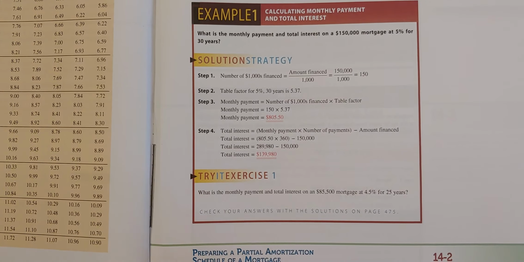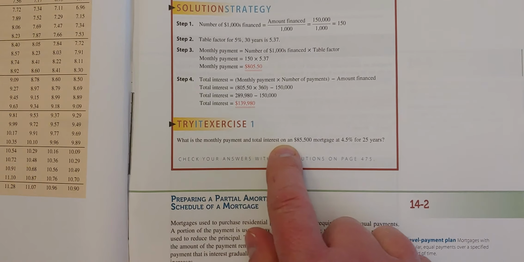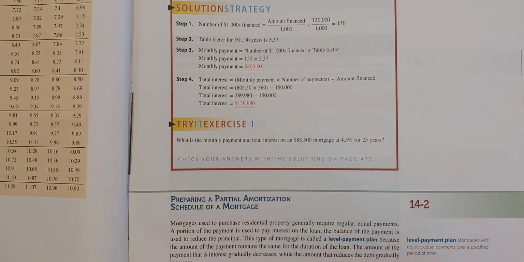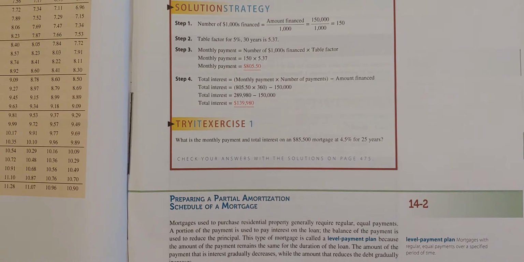All right? So I would like you to practice. Try it, exercise 1. What is the monthly payment and total interest on an $85,500 mortgage at 4.5% for 25 years? Go ahead and practice that, and I'll come back with the answer.